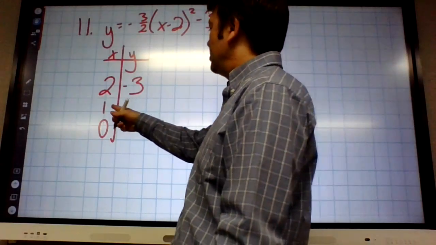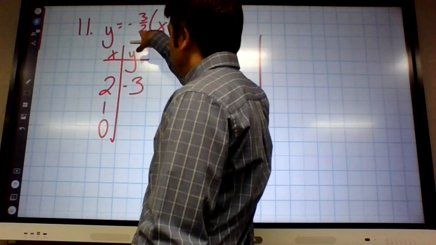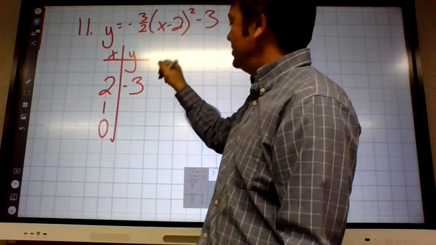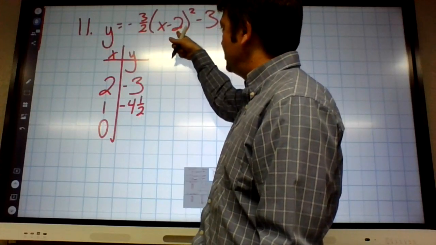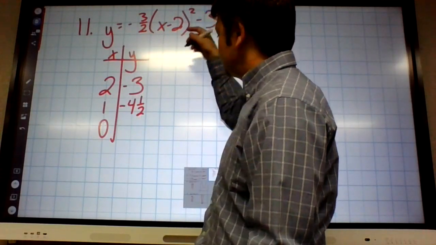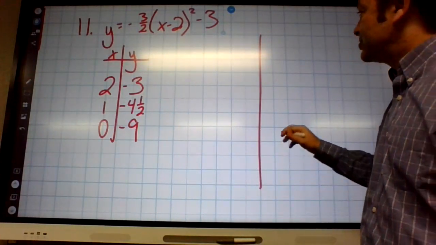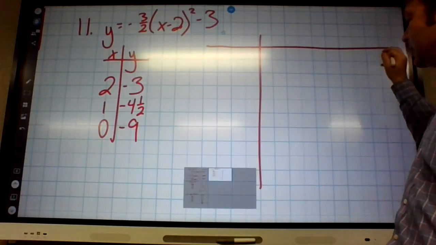Okay, if I plug in 1, 1 minus 2 is negative 1, squared is 1. Times negative 3 halves is negative 3 halves, which is negative 1 1/2, minus 3, negative 4 1/2. If I plug in 0, 0 minus 2, negative 2 squared is 4. 4 times negative 3/2 is negative 6, minus 3 is negative 9. Okay, it's going all the way down to negative 9, so let's put our x-axis way up here.